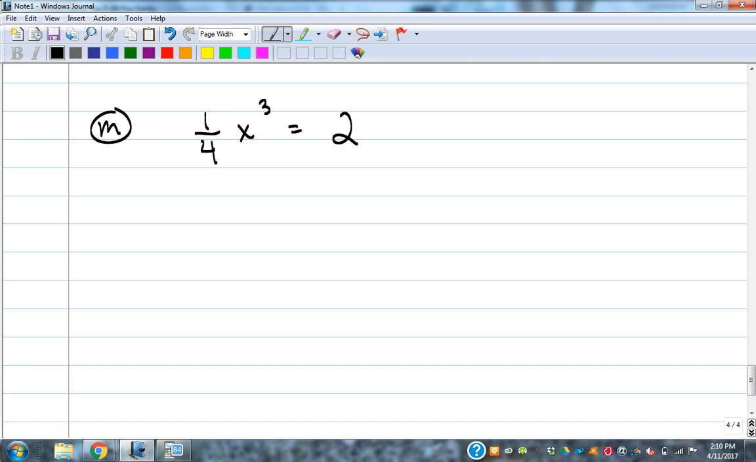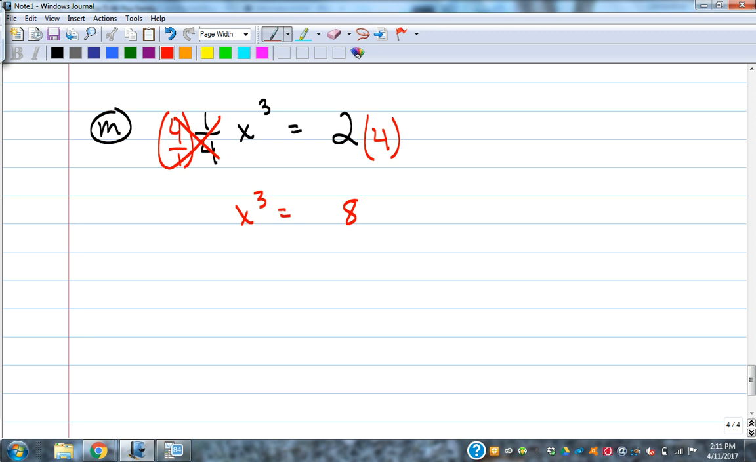Does the 1/4 have the exponent? Just the x. So we need to move the 1/4. How do we move that 1/4? Divide by it or multiply by the reciprocal, 4 over 1, technically. Those cancel. There's x cubed is equal to 8.